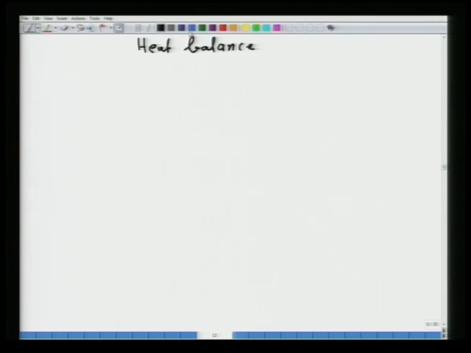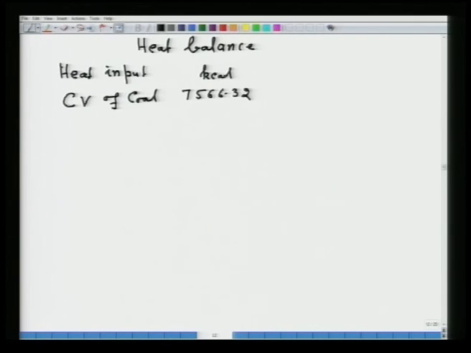First of all, the heat input. I have the calorific value, CV stands for calorific value, of coal, which is equal to 7566.32 kilocalorie. Then the sensible heat in coal plus air. In this problem it is not there, it is 0.00.